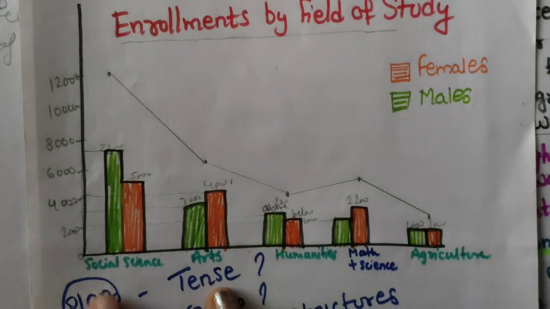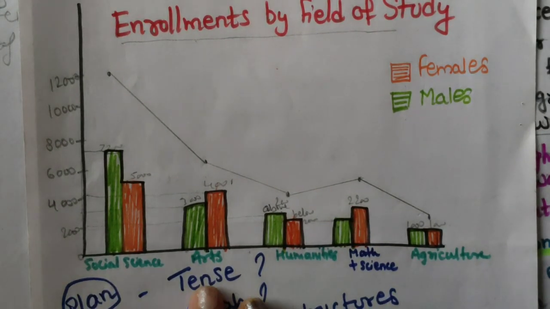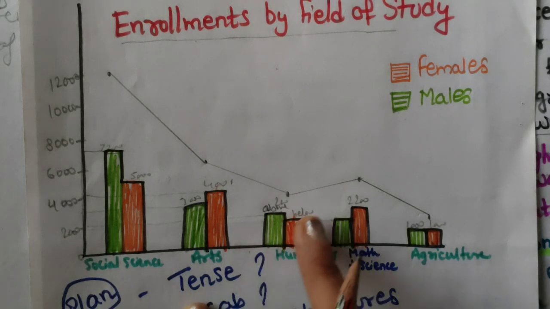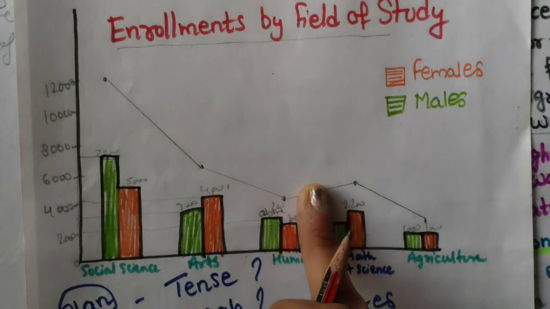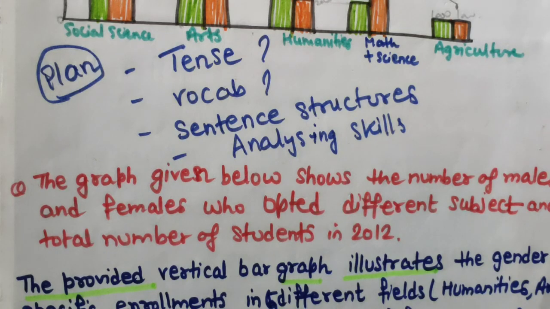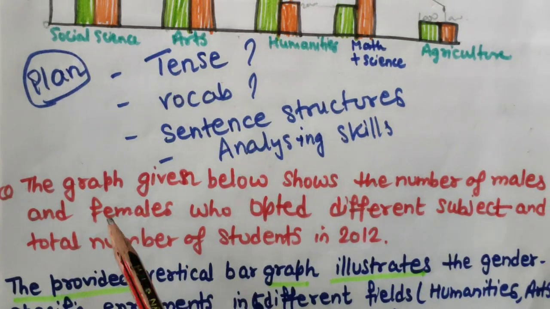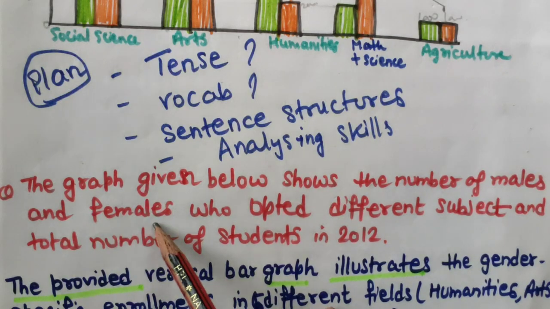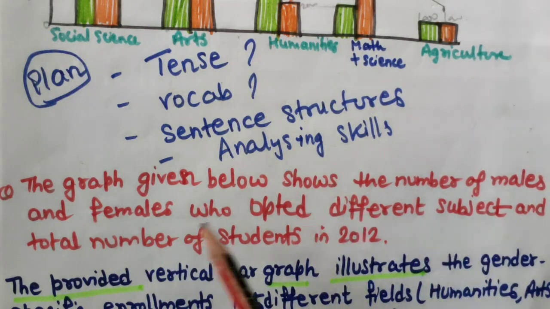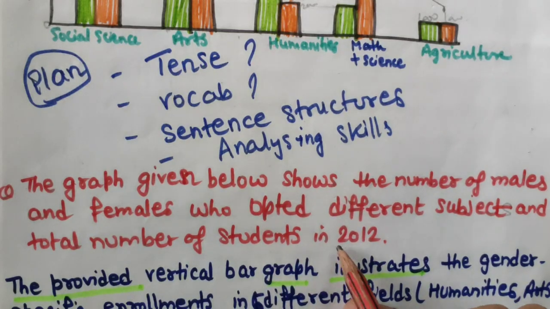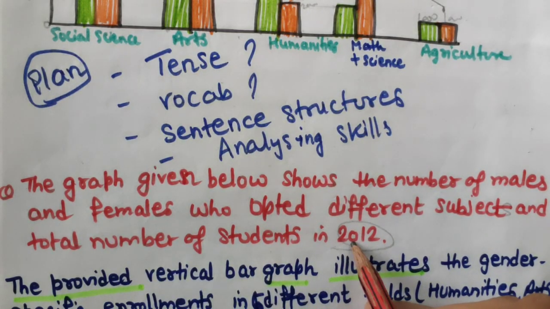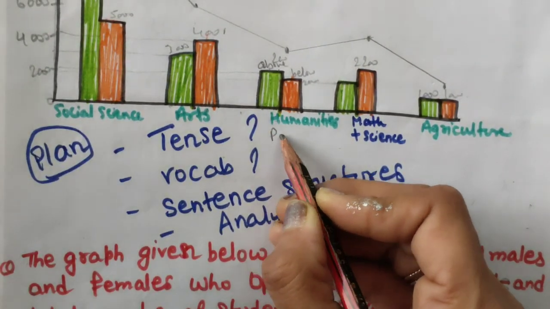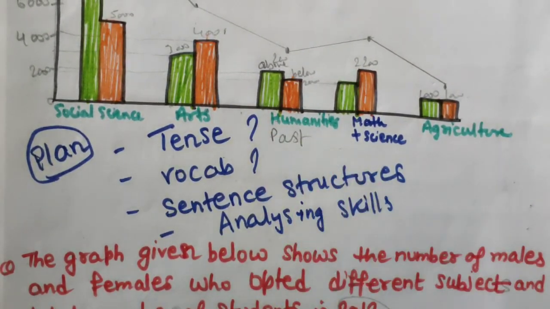Now we have analyzed. Now please think about the tense. How will we come to know the tense, because here no year is there, but in the question statement a year is there. Now in the question statement, see this: the graph given below shows the number of males and females who opted for different subjects and the total number of students in 2012. It means the whole essay, the whole writing task, the report writing will be in past tense. Okay, it is important to write like that.